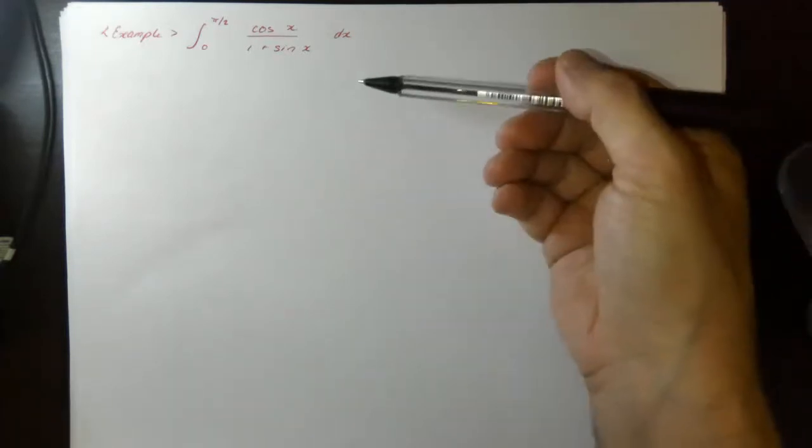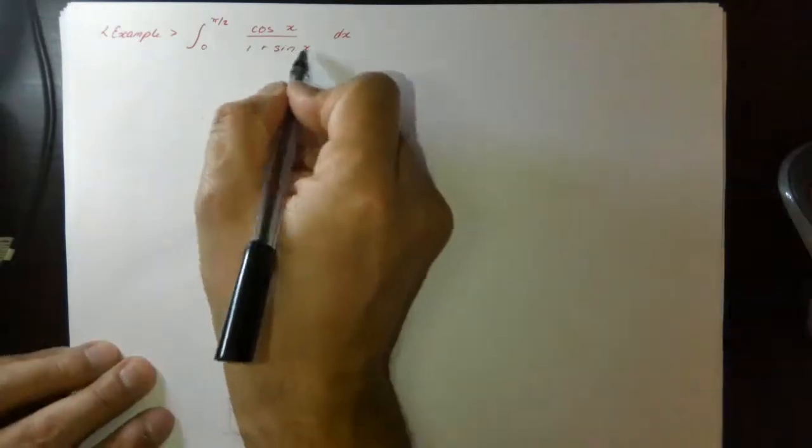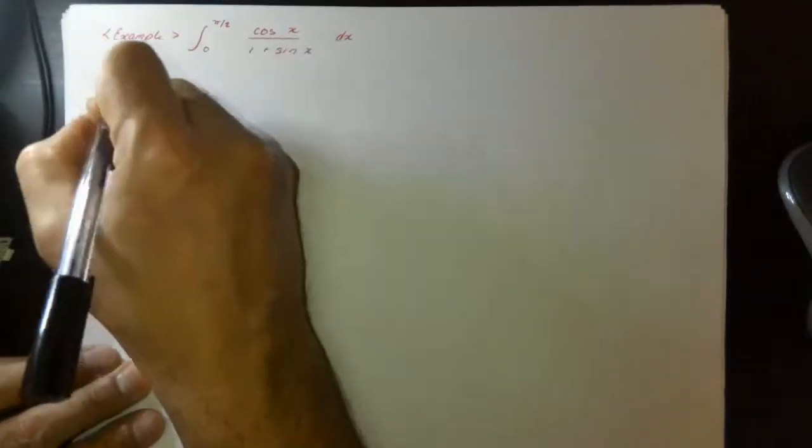Okay, so here we've got cos x over 1 plus sine x. What I'm going to do is let the denominator be u.